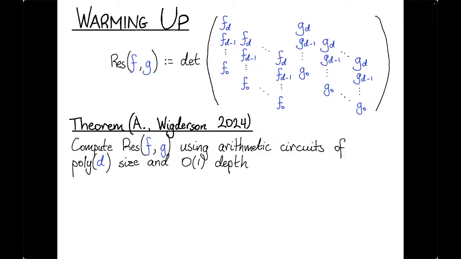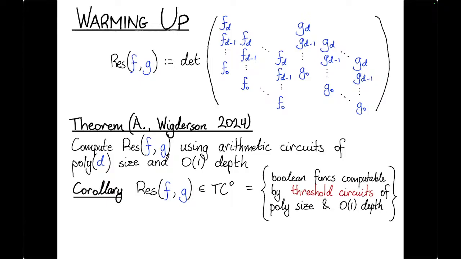You would get polylogarithmic depth for the determinant. And a corollary, which I didn't realize until recently, Avi, maybe you realize this, is that the resultant is in this class TC0. These are the Boolean functions computable by threshold circuits of polynomial size and constant depth. The way you prove this is easy. Iterated addition and iterated multiplication are in TC0, so you just simulate the arithmetic circuit in TC0.